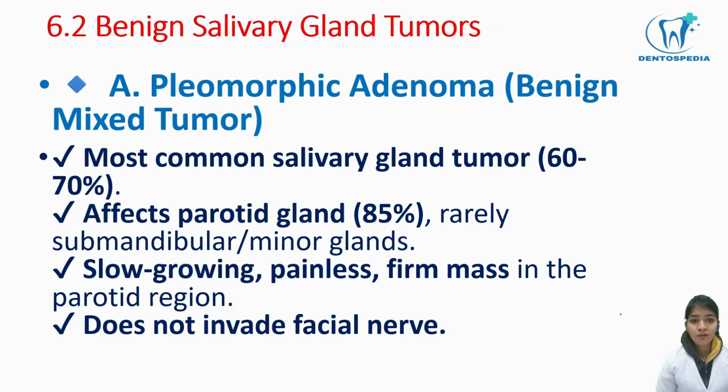What is pleomorphic adenoma? Pleomorphic adenoma is a benign tumor of the salivary gland. It is called pleomorphic because it shows many different tissue patterns, which is a mixed tumor. So it is the most common salivary gland tumor. Understood? It is the most common salivary gland tumor.